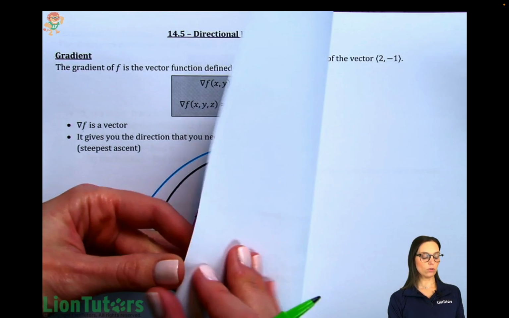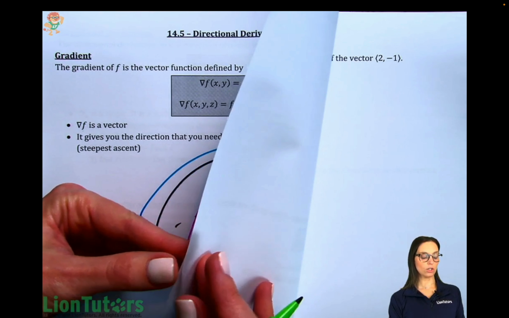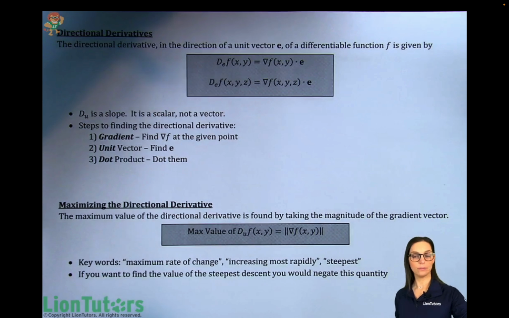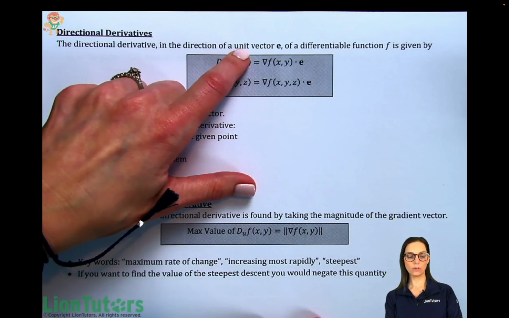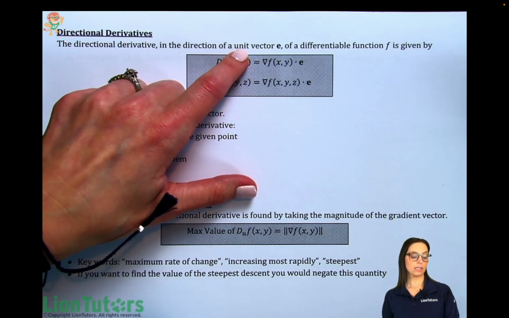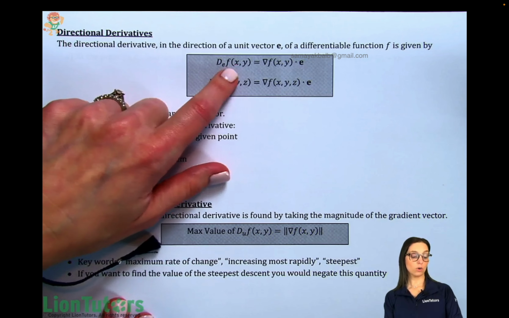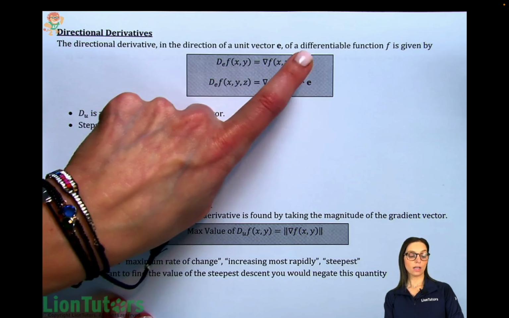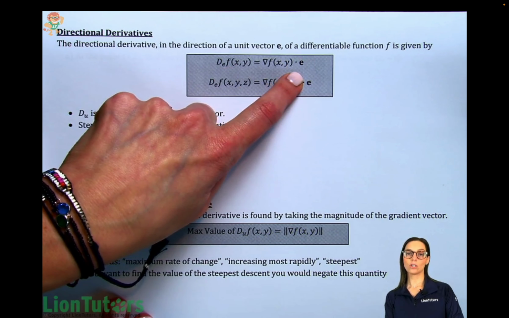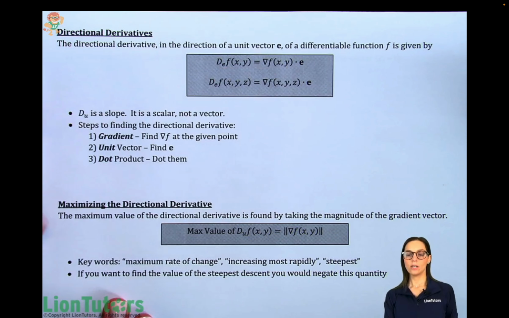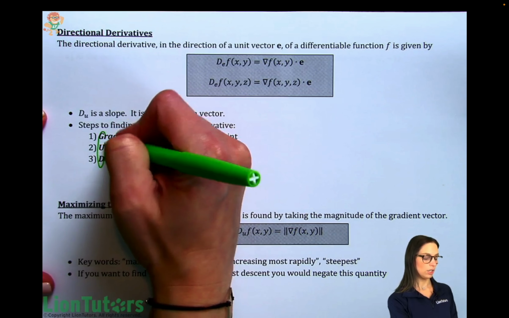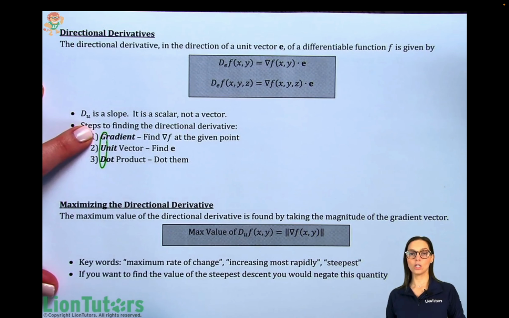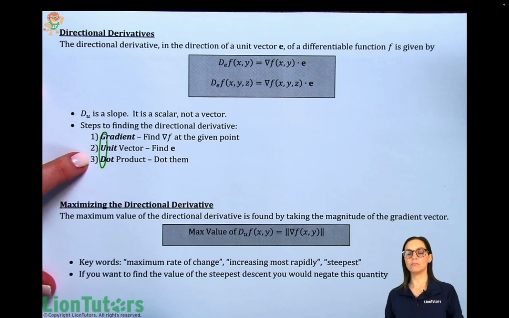Now we can use our gradient to help us find what's called a directional derivative. And to compute your directional derivative in the direction of any unit vector, what you're going to do is take a dot product of your gradient dotted with the unit vector in the direction that you want to travel in. Okay, I like to remember this as an acronym, GUD. G meaning you compute your gradient, U meaning you compute your unit vector, D, dot them.